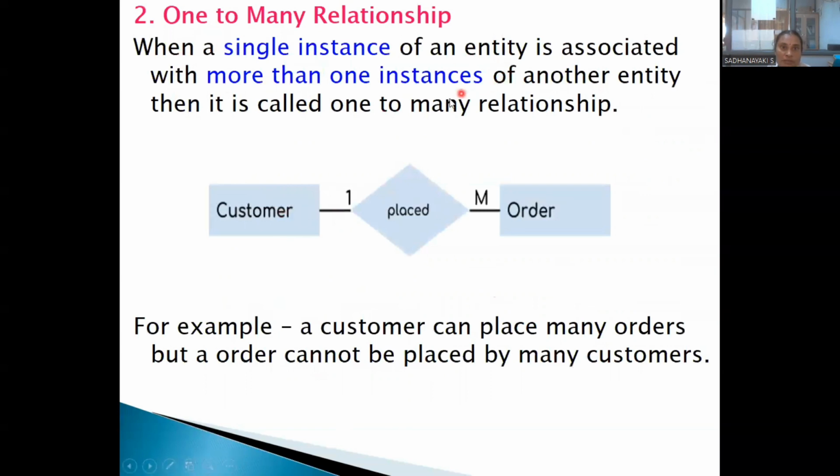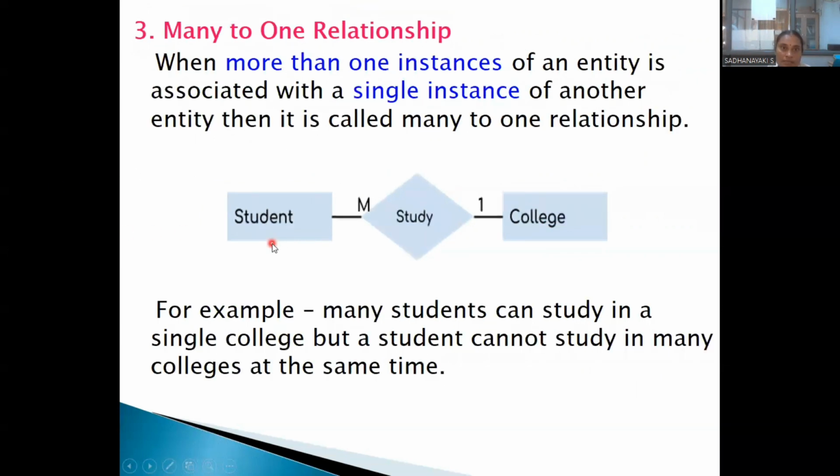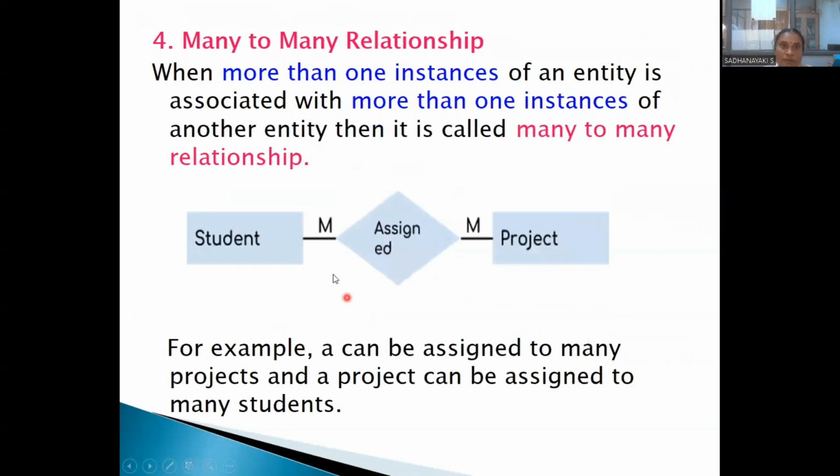The next one is a one-to-many relationship. If a single instance of an entity is associated with more than one instance, we can call it one-to-many. That is, a customer can place any number of orders, but the same order cannot be placed by more than one customer. Then, if more than one instance of an entity is associated with a single instance, we can call it many-to-one. In the same way, many-to-many means more than one instance is associated with more than one instance of another entity, and we can call it a many-to-many relationship.